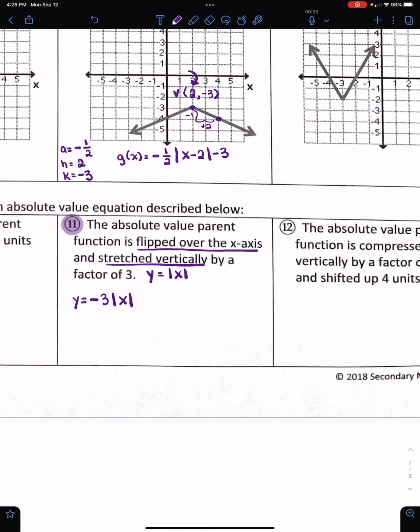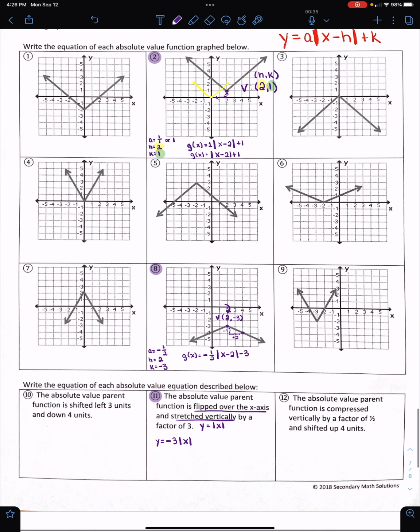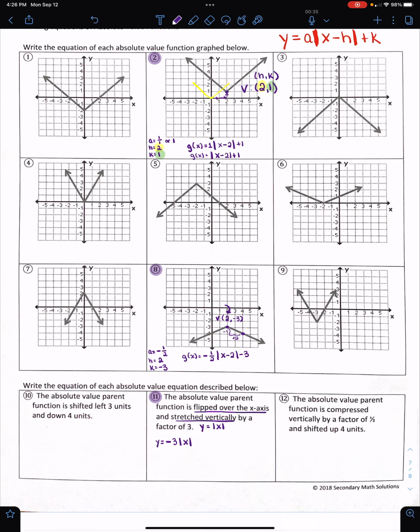Okay? All right, that is all I have for you. If you have any questions, please let me know. Otherwise, once you've completed this, please upload this assignment to Remind. It is under week 5, and it is called Writing Equations from Graphing, day 2. If you go to day 1, it'll be the same assignment there as well.